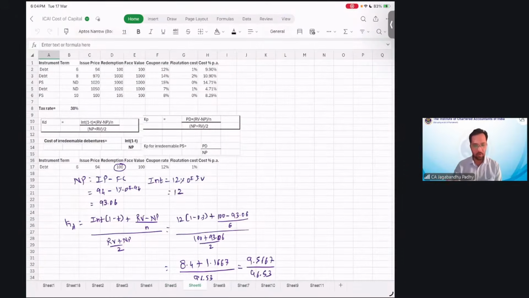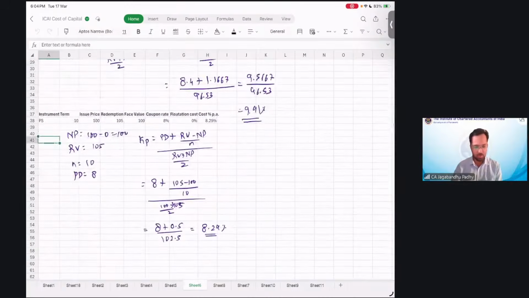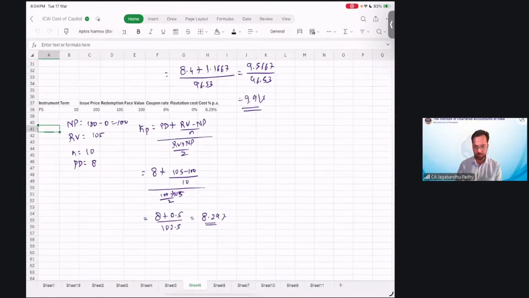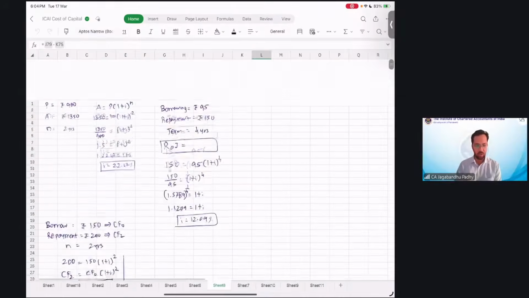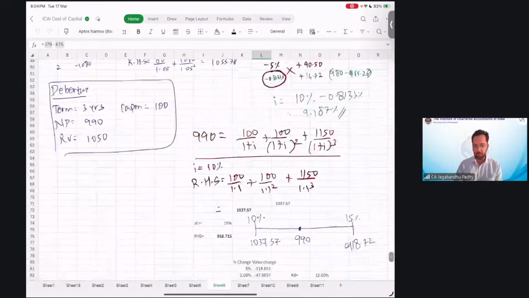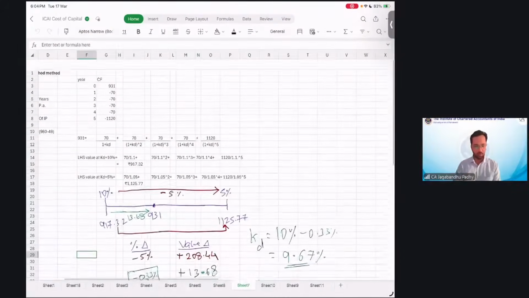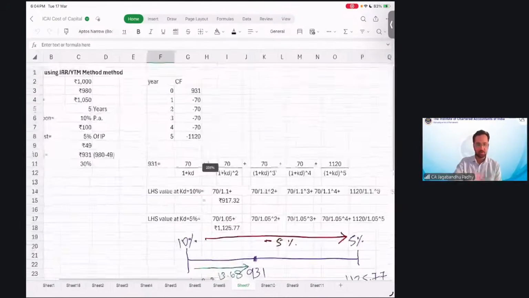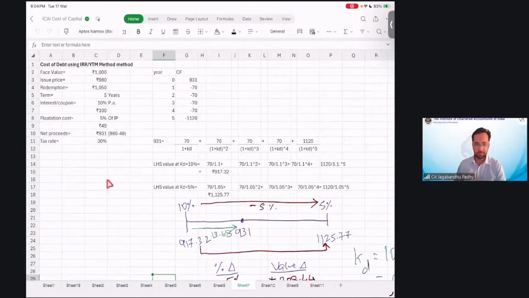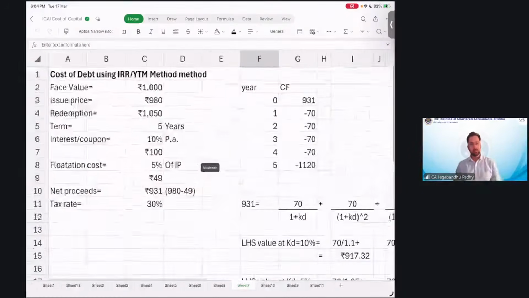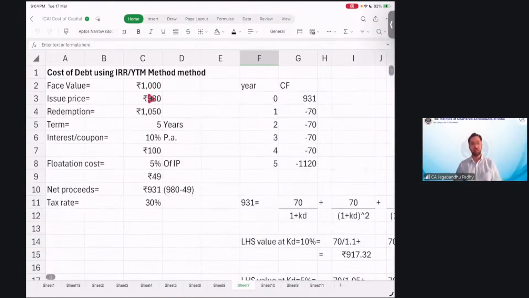Then there's another method called the YTM method, or the yield to maturity method, or the IRR method, wherein we simply calculate the IRR by equating the present value of cash flows with the current value. So for example, we have the face value of debenture as 1,000, issue price is 980, redemption value is 1050, term is 5 years, coupon is given, flotation cost is given, net proceeds we can definitely compute by subtracting the flotation cost from the issue price, and tax rate is 30%.